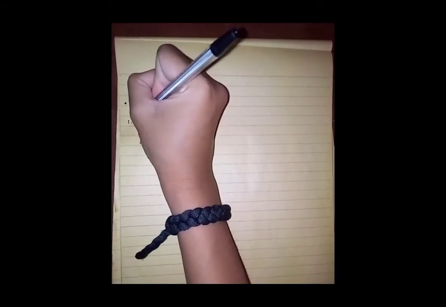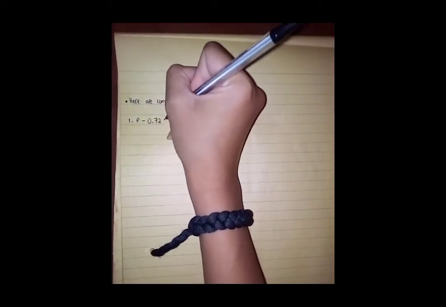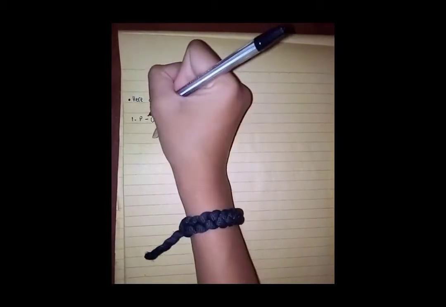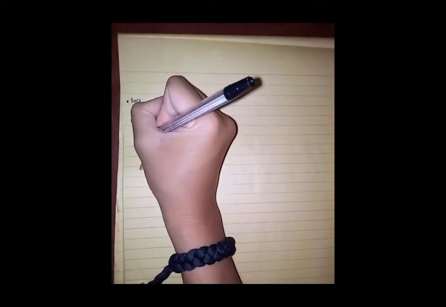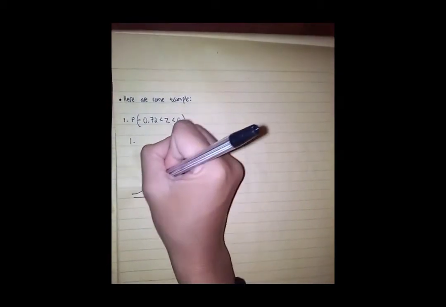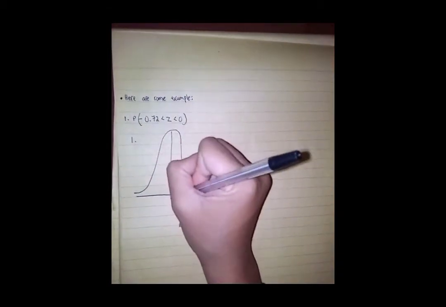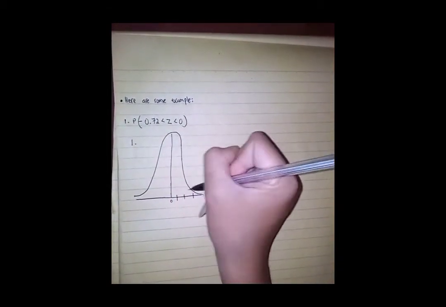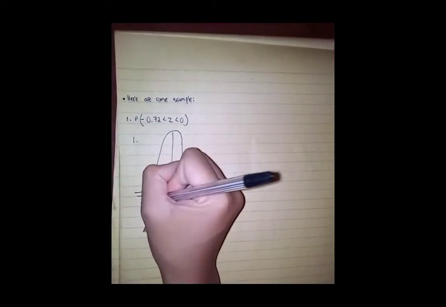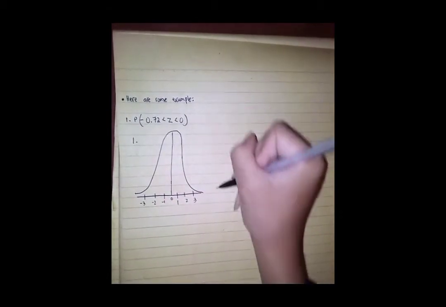The given problem is the probability of negative 0.72 less than z and less than 0. So here is the first step. You will draw a bell-shaped curve. You will make a line at the center, which is the mean, median, and mode that always represent as 0, and you can write the standard deviations, which are negative 1, negative 2, and negative 3, and positive 1, positive 2, and positive 3.